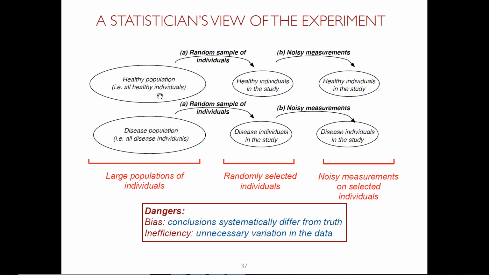So two ways that we can be wrong: bias and inefficiency. Bias means that we're systematically wrong. So it means that the difference, let's say, in protein abundance between healthy and disease readouts in our mass spectra is systematically different from the difference in the underlying populations. And then variance or inefficiency means that these differences are so noisy that we just cannot say anything meaningful about the underlying populations from that. And so the goal of statistical experimental design is to eliminate bias and variance and inefficiency.